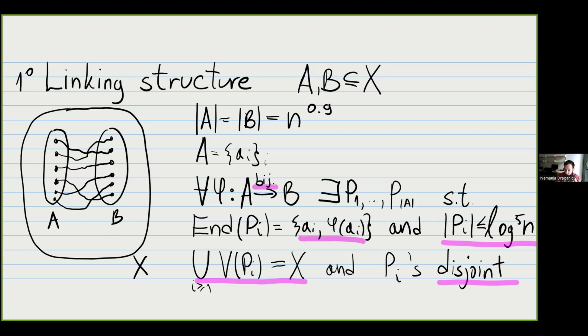Okay, and the paths are short, let's say some logarithmic size. So is this definition of the linking structure clear? Are there any questions? Why do you care about making your paths short?